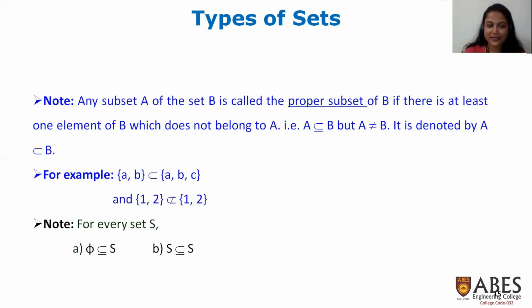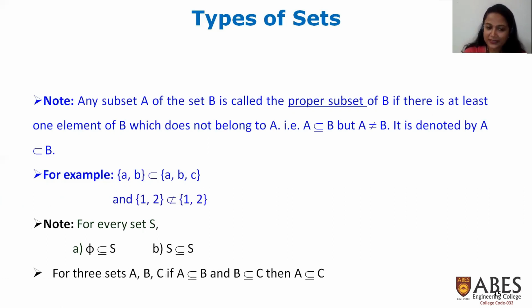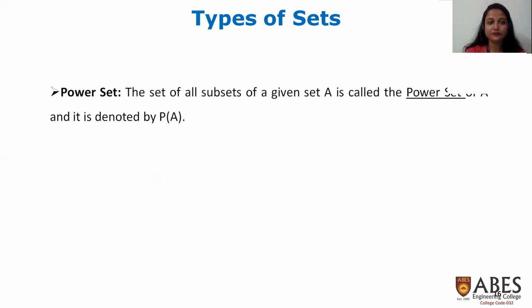So for every set S, the null set will be a subset of S and every set is a subset of itself. These are the two properties that are fulfilled by every set. For three sets, if A is a subset of B and B is a subset of C, then A is also a subset of C.